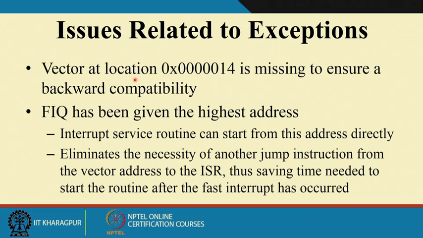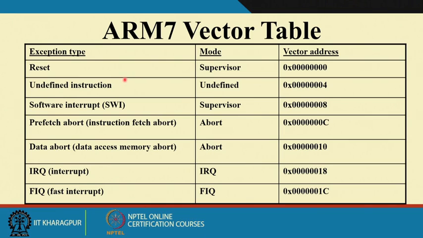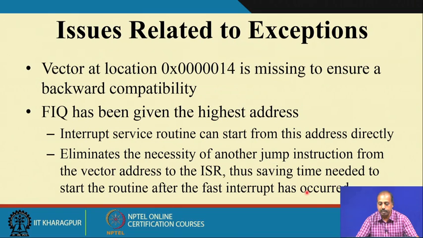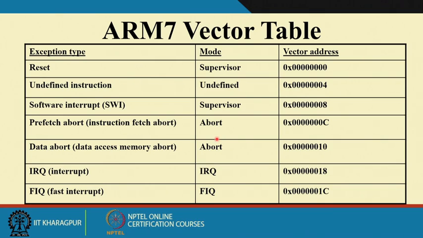Another interesting thing to note is that we have this FIQ interrupt at location 1C, and after that there is no other entry in the vector table. So you can start the interrupt service routine from this address directly. From 1C onwards, you can start writing the FIQ service routine. That will not override any other interrupt services, whereas for other interrupts, say the software interrupt or undefined instruction like that.